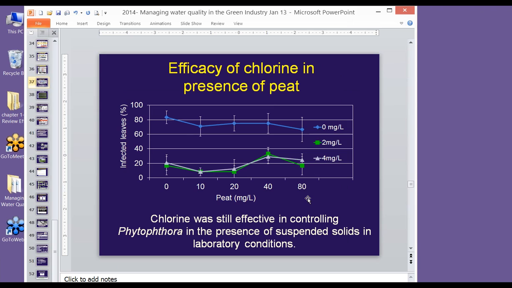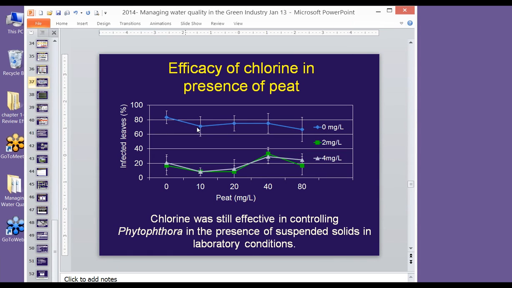We also wanted to know how efficacy was affected, because one thing is the active ingredient, but what really happens to the pathogen is what really matters at the end, right? So what we did here is that we had a solution where we put peat, we then put the pathogen, so we're simulating this dirty water, and then we put chlorine at 0, 2, and 4 milligrams per liter. And then we measure with detached tomato leaves after 10 minutes and see what was the effect on infection.